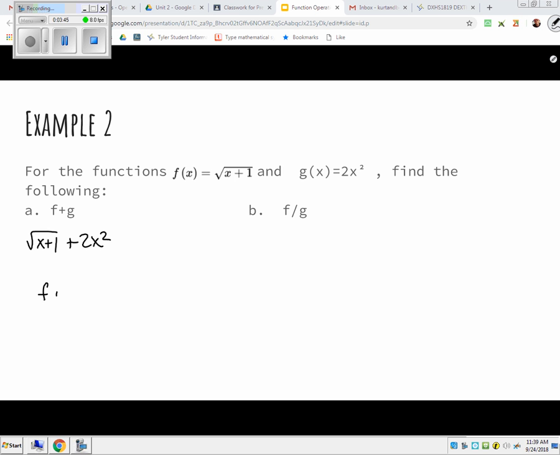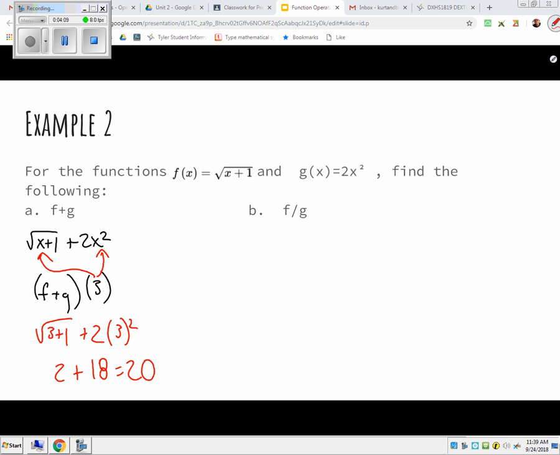I will make a little side note right here. Suppose it says f plus g of, just make something up, 3. And so what I would do to work this is I would plug in my 3, just like we did in the last unit. So I get square root of 3 plus 1 plus 2 times 3 squared. Well, that's square root of 4, which is just 2. 3 squared is 9 times 2 is 18. So yeah, my answer would just be 20. If it says f plus g of 3.